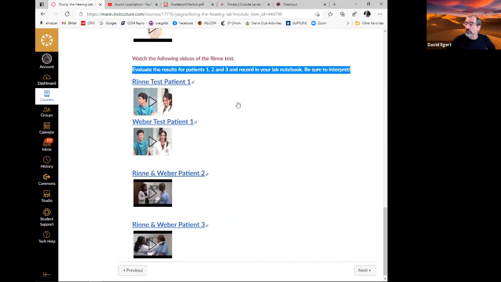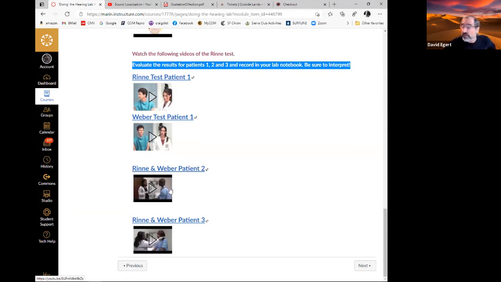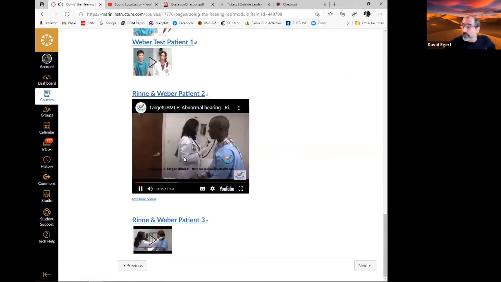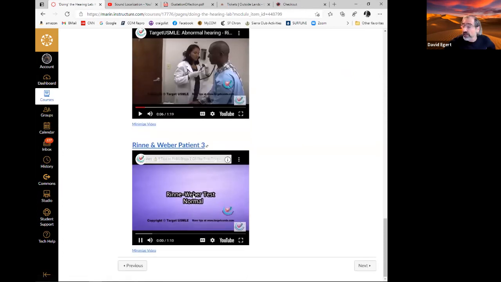Be sure to interpret. So here you have patient 1, and she's doing the Rinne test and the Weber test. You're going to record the results for that patient and then interpret what the meaning is. Patient 2, they're going to give them a Rinne test and take a look at both the Rinne and the Weber in the same video. The same thing here, Rinne and Weber test in the same video for patient 3. Write down what the results are and interpret it.